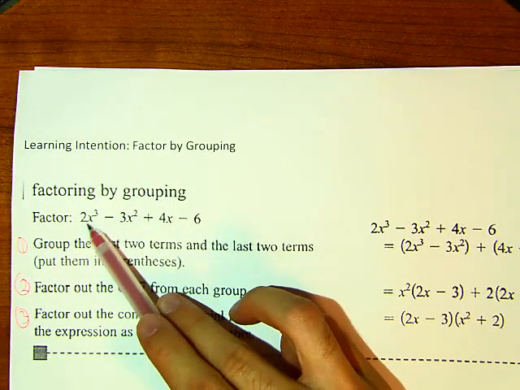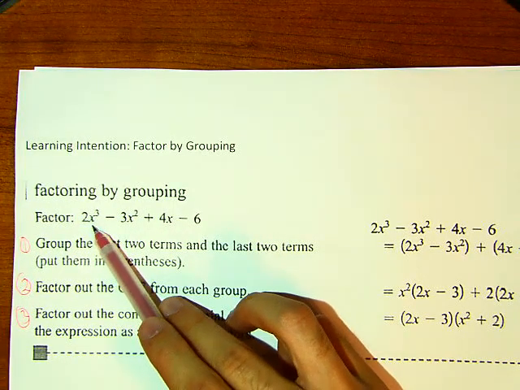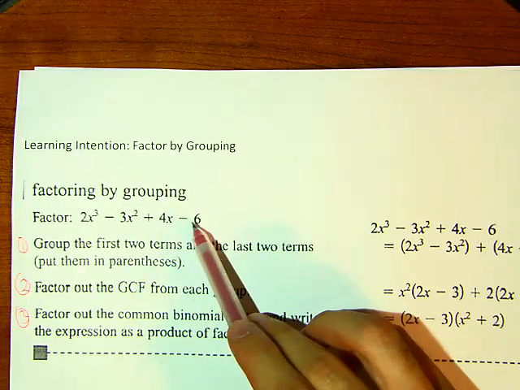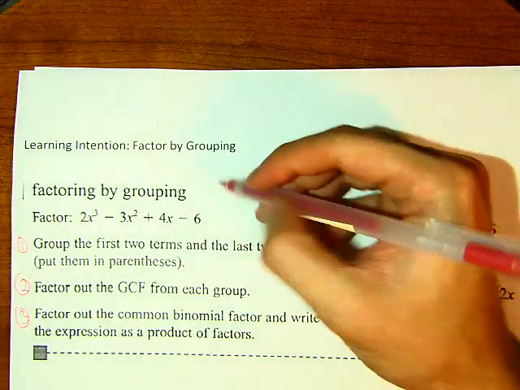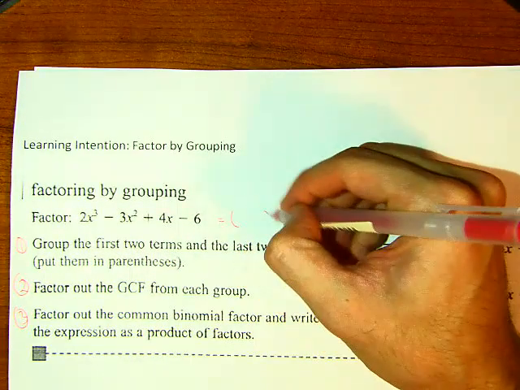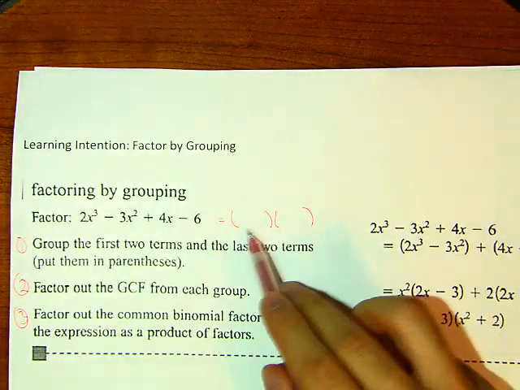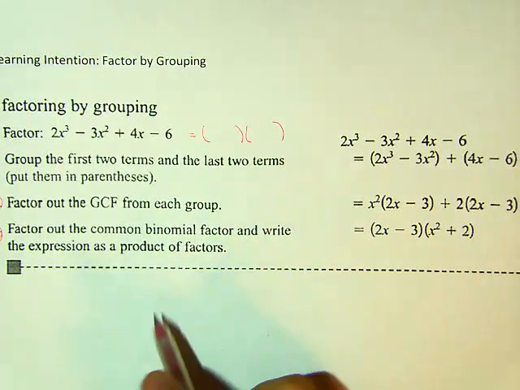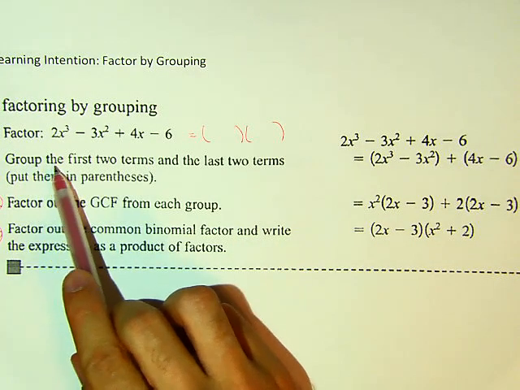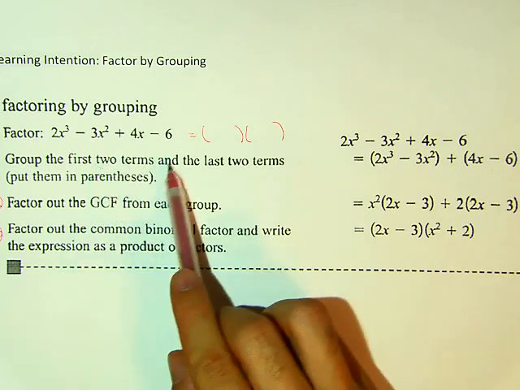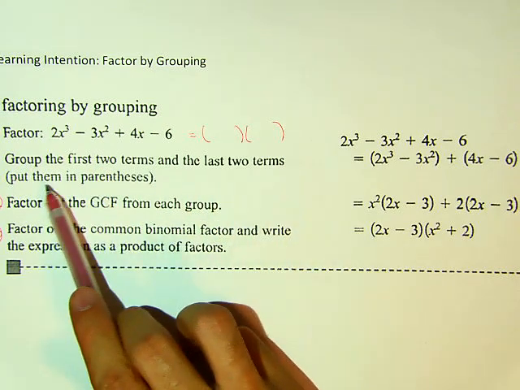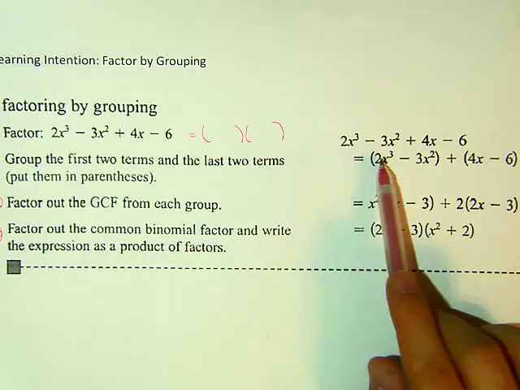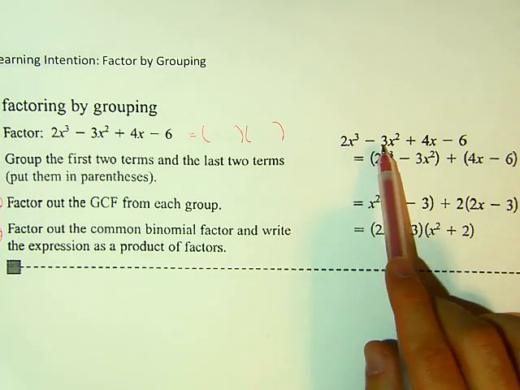How many terms does it have? 1, 2, 3, 4, right? We want to put it into some sort of binomial, right? Into two binomials. So let's see. What is the first move? What are they telling you to do? The first move is group the first two terms and the last two terms. Put them in parentheses. So if we look at these 4 terms, right?